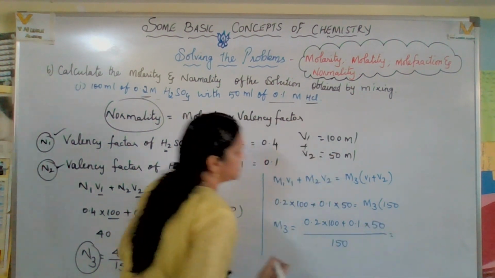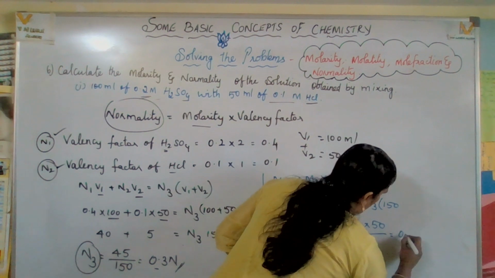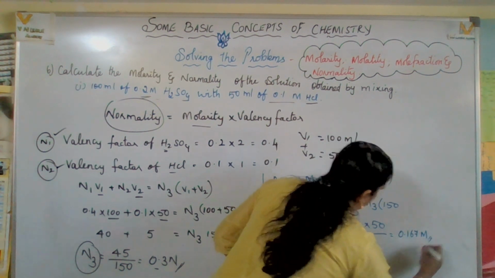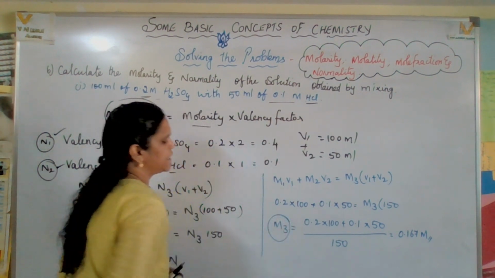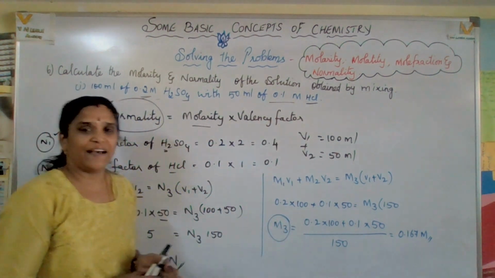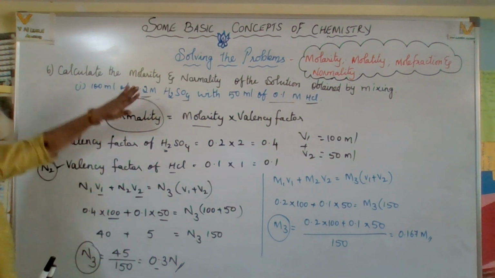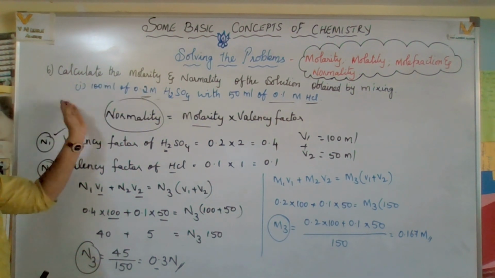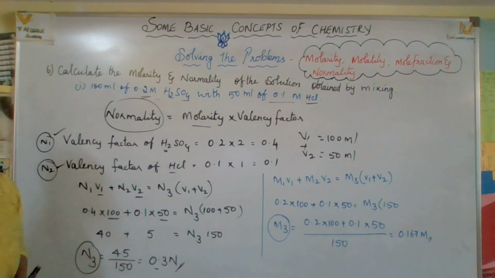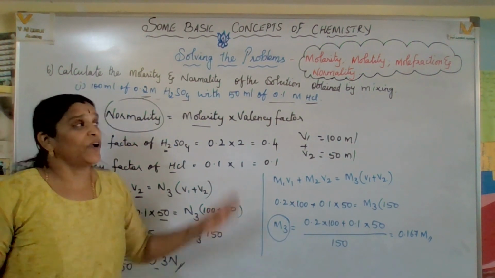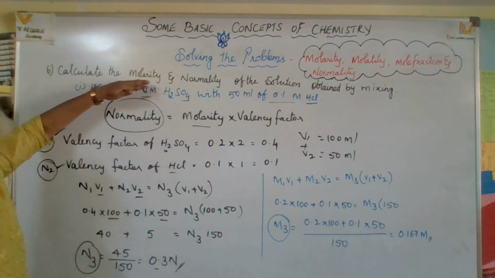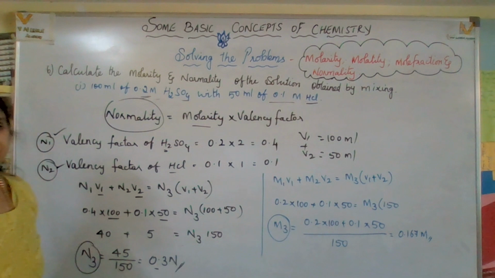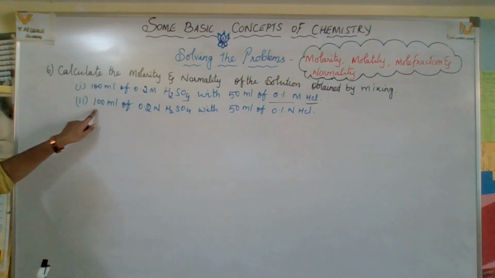So what is the answer? You will get 0.167 molarity, because this is M3. I hope you got a clear idea how to calculate if they are giving a mixing question like this. I hope you got a clear idea. Okay, the same question, but a slightly different question. Let us go in the same method. Yes, let us go for the second question.